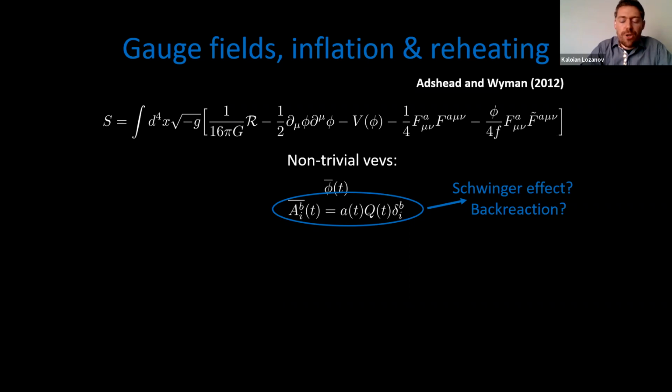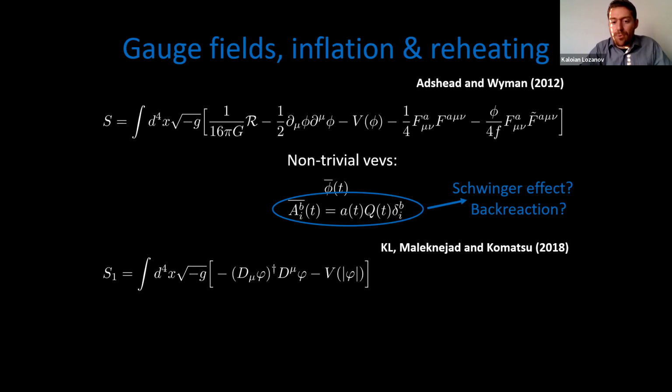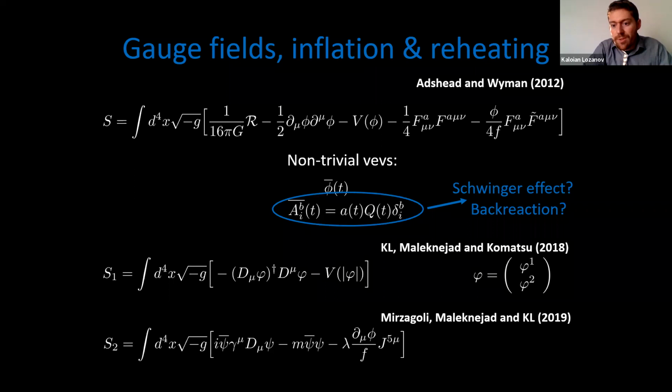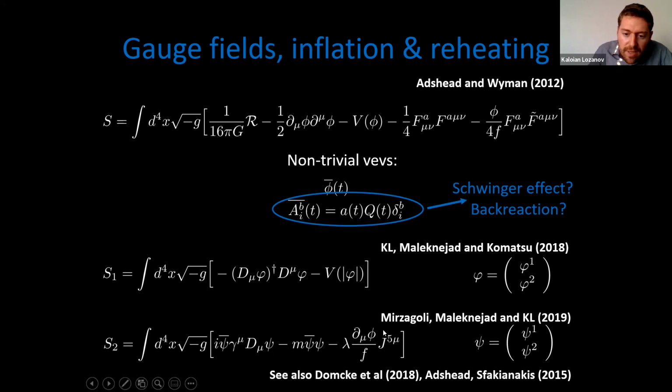In the first model, we study the production of charged scalars on the SU(2). So we basically study the evolution of a Higgs doublet and when its back reaction on the gauge field background becomes important. In the second extension, we study the production of charged fermions on the SU(2). So we basically study the evolution of a Dirac doublet and when its back reaction on the gauge field background becomes important. In this second extension, we also added a natural coupling between the axion and the fermions.